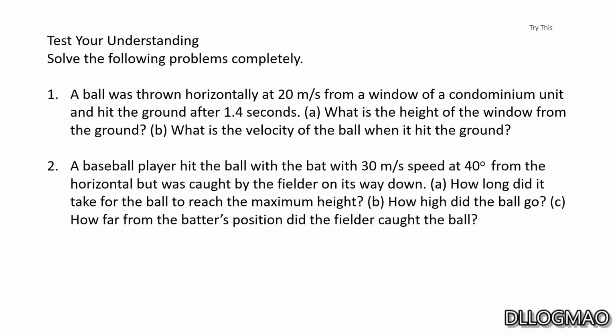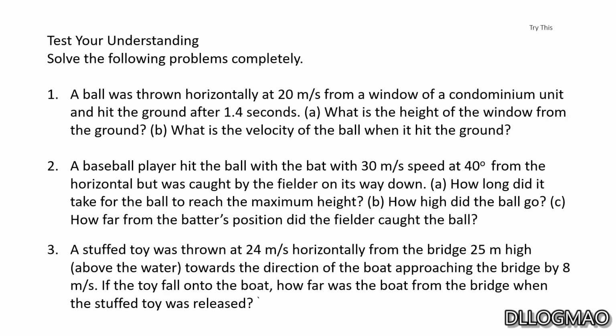Number 2. A baseball player hit the ball with a bat with 30 meters per second speed at 40 degrees from the horizontal, but it was caught by the fielder on its way down. A. How long did it take for the ball to reach the maximum height? B. How high did the ball go? And C. How far from the batter's position did the fielder catch the ball?